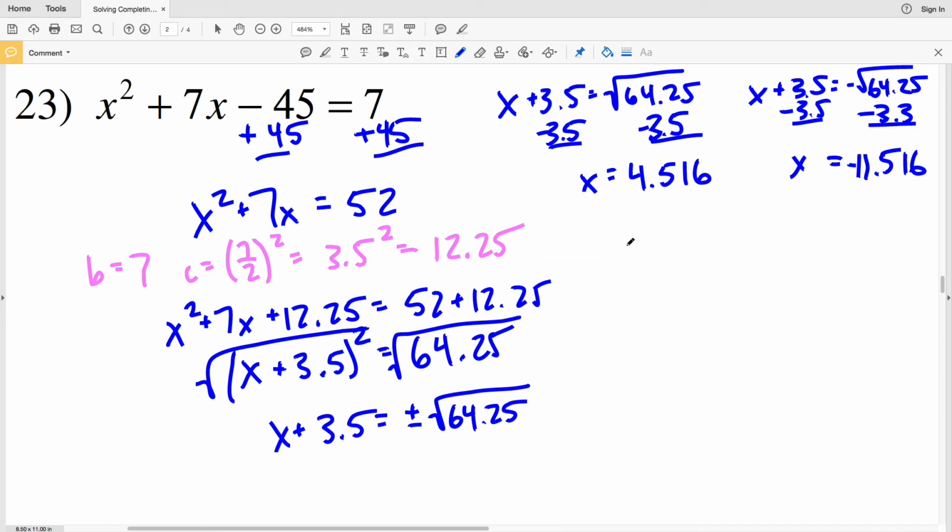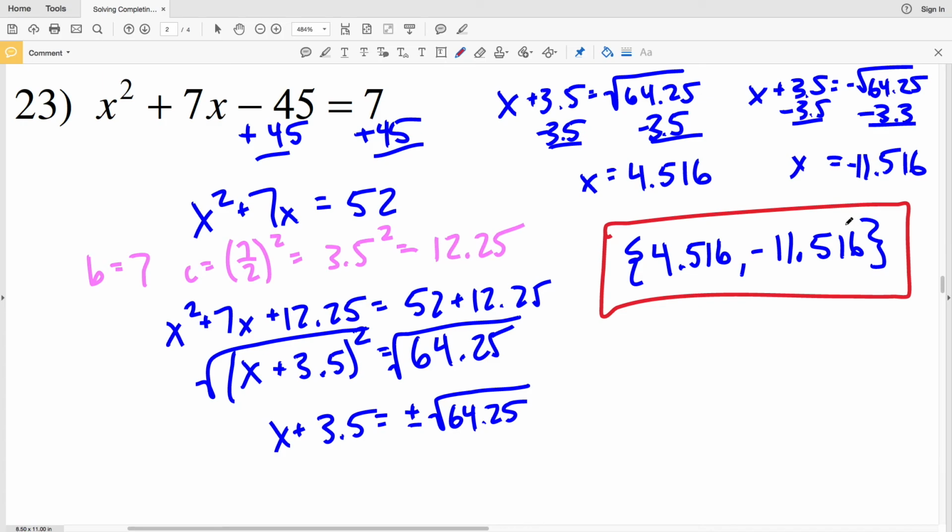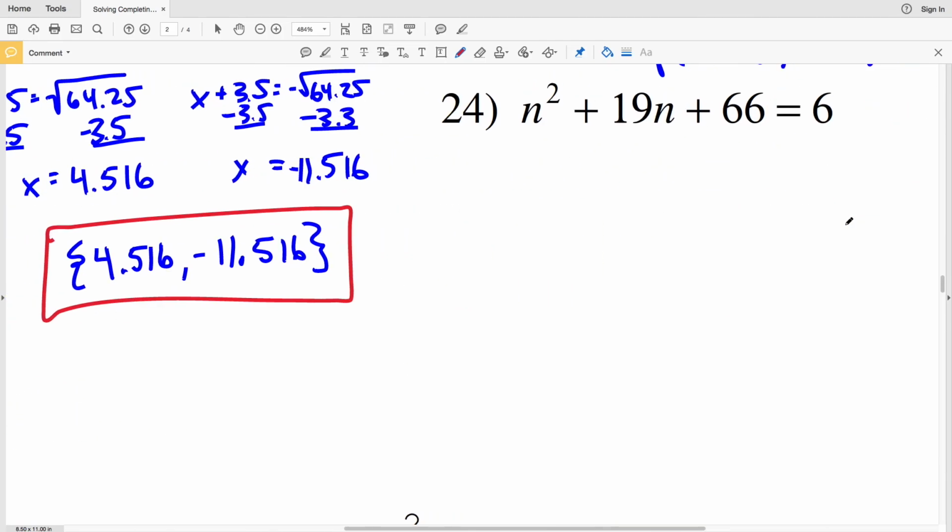So my two solutions in number 23 are a positive 4.516 and a negative 11.516. And where they rounded down or simply truncated after that third decimal place, I rounded up, or rounded to the closest. Now, let's move on to the last problem, number 24.